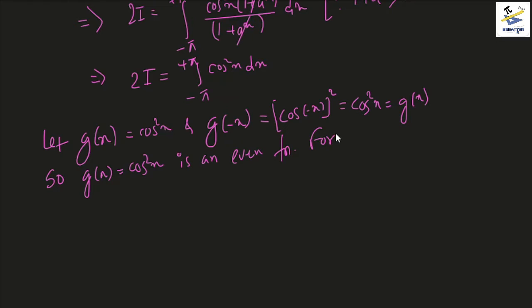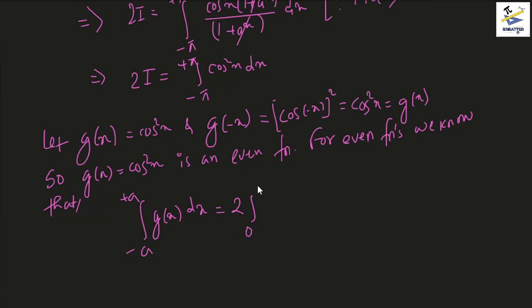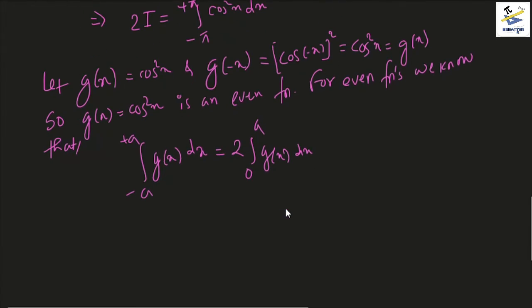For even functions, we know that the integral from minus a to plus a of g of x dx should be equal to 2 times the integral from 0 to a of g of x dx, right? This was the property for even functions.